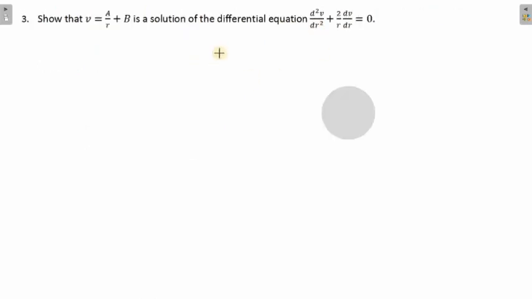So we have yet another similar kind of question. You need to show that this is a solution of this particular differential equation. You see a and b are the constants, so the resulting differential equation will be of second order. You can see your answer on the screen. You may pause the video and note down the question.